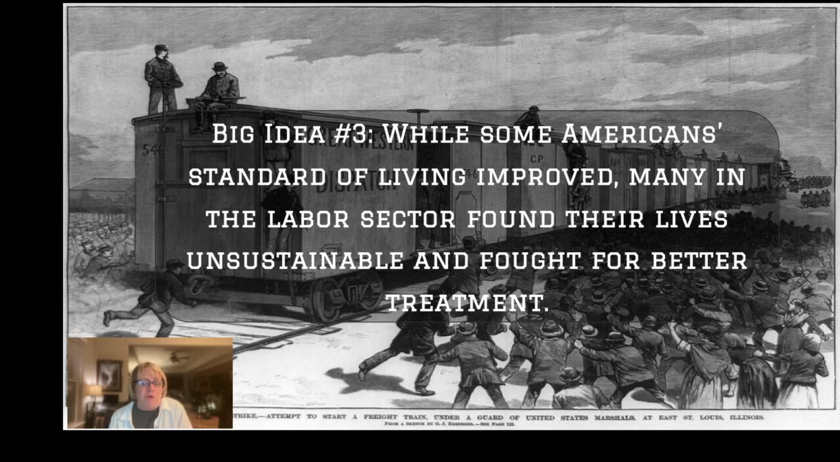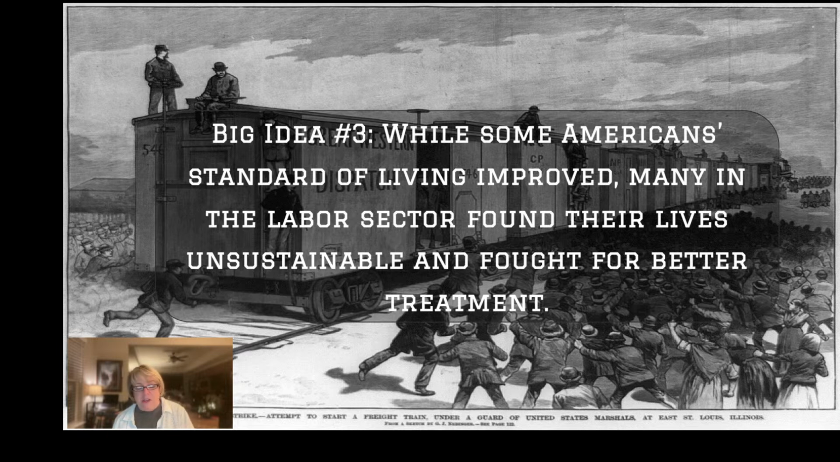Other unions you might want to be familiar with. The Knights of Labor. They were formed in the early 1880s. They were a national union. They had membership that was open to all. They were what we called an industrial union. There were no limitations for who could be in that union. As long as you had a job, you could join them.